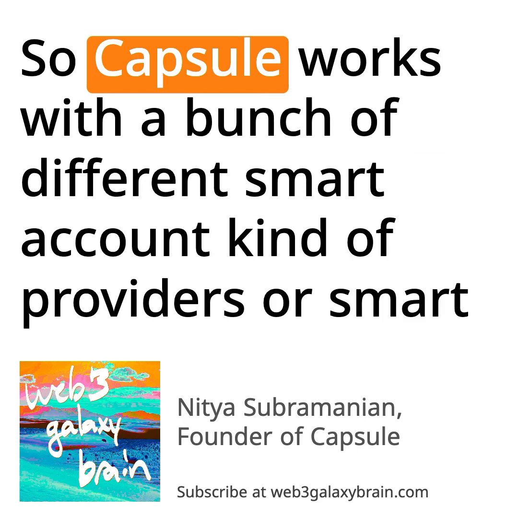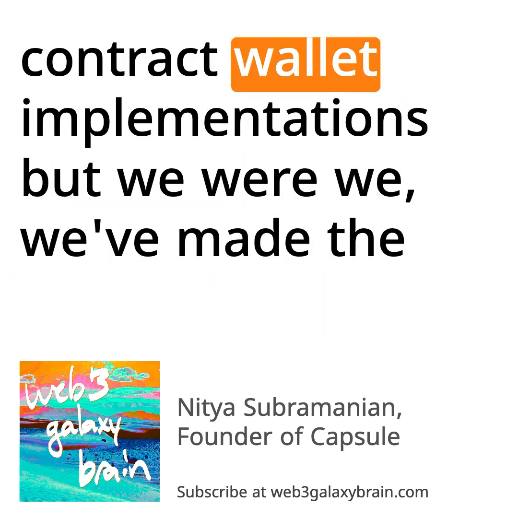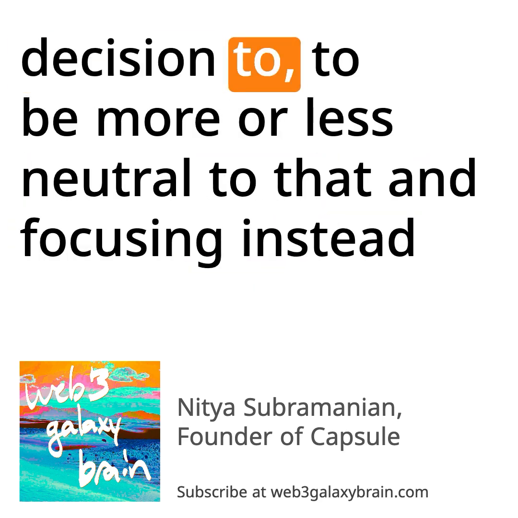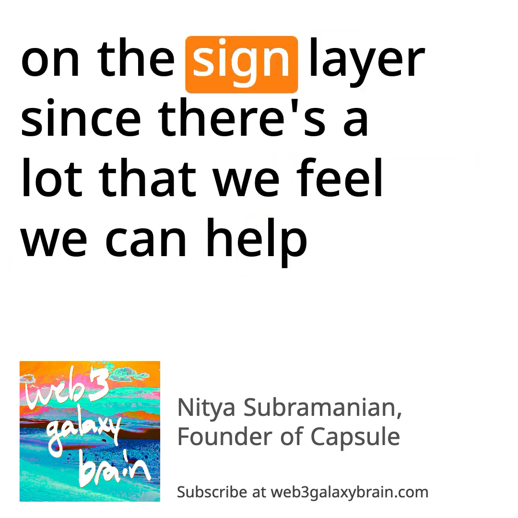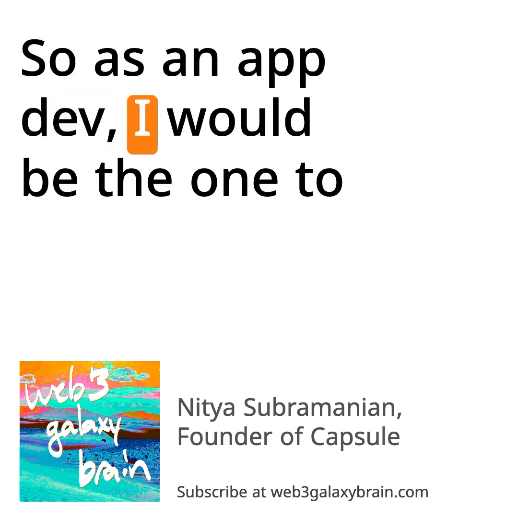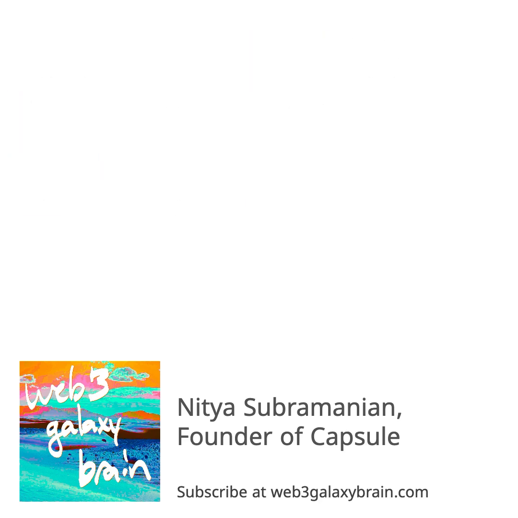So Capsule works with a bunch of different smart account providers or smart contract wallet implementations, but we've made the decision to be more or less neutral to that and focus instead on the signing layer, since there's a lot that we feel we can help with there. So as an app dev, I would be the one to choose which AA implementation my users get. Exactly right.